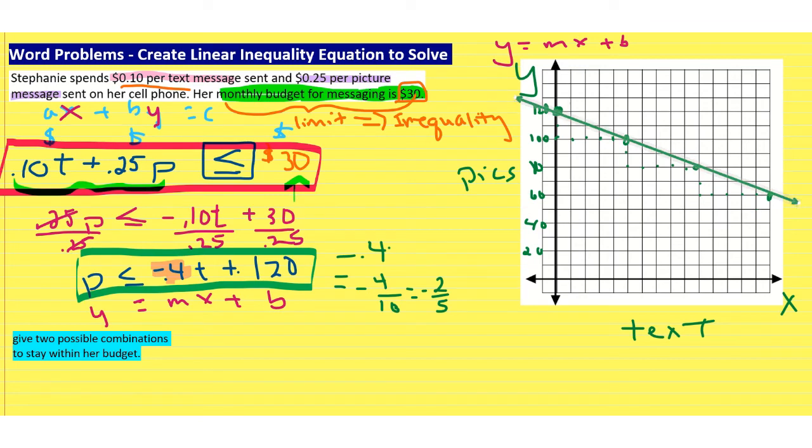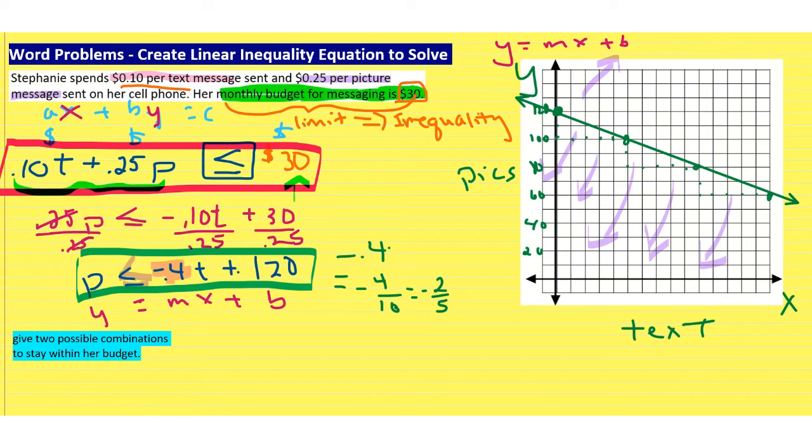Okay, so that is the graph of this line, and it also can be equal to it, so it is a solid line. We see this right here. It's less than or equal to. Well, if P is less than that line, does that mean it's going to be up here or down here? Well, if it's going to be less than, it's going to be down here. It's going to be under here, like it's a little bucket. They're leaning over and they're carrying a little bucket. So all of my possible combinations of text messages and pictures lie in this area.